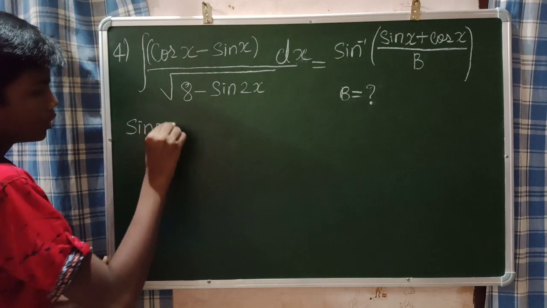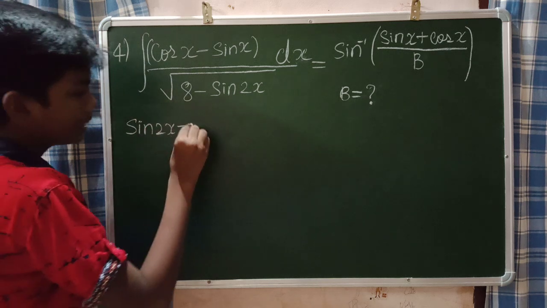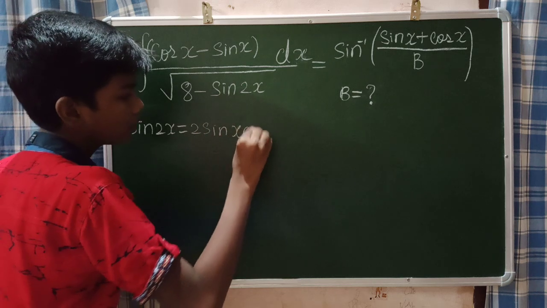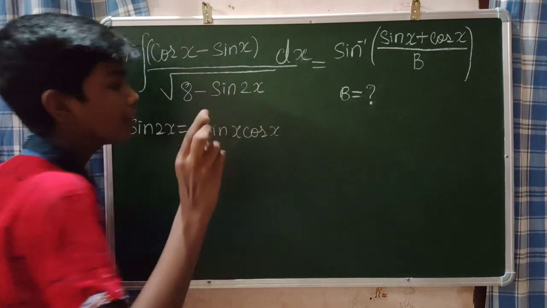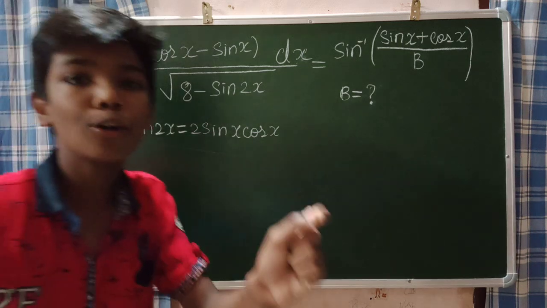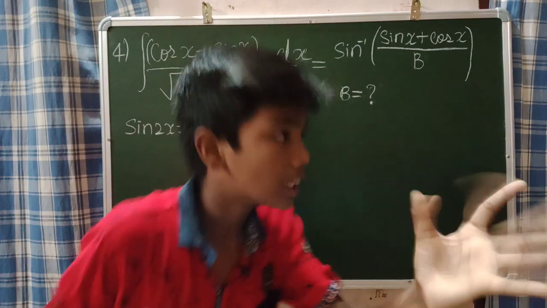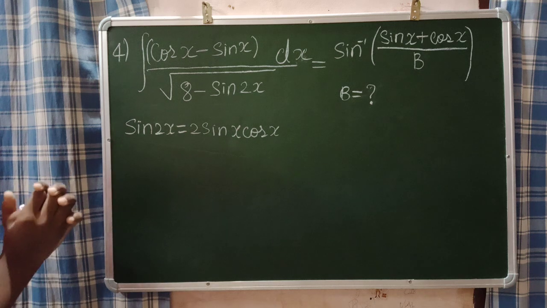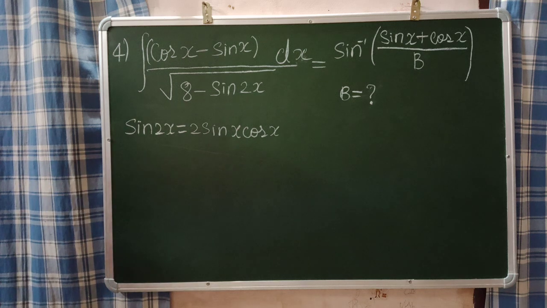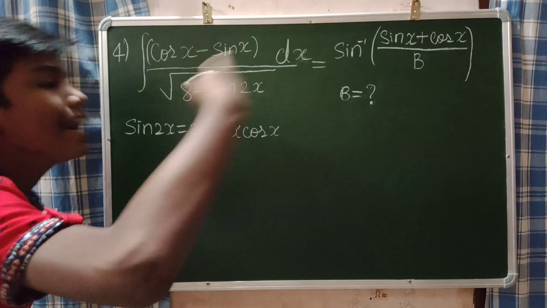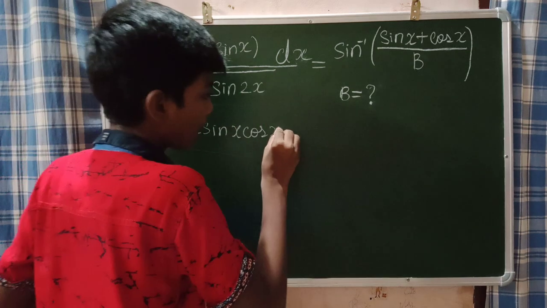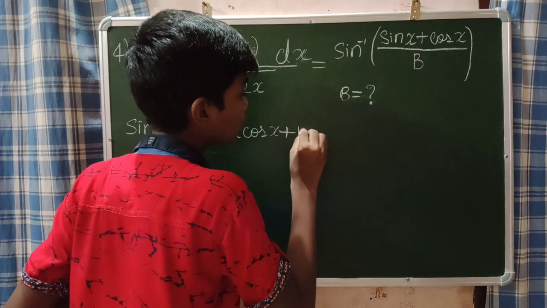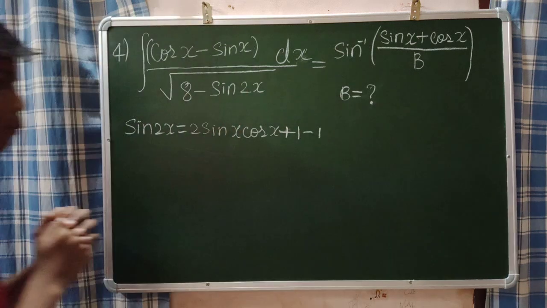So what is sin 2x? That is 2 sin x cos x. That's the double angle formula which you learned in your trigonometry, which is sin 2 theta is equal to 2 sin theta cos theta. So that's what I'm doing here. Now sin 2x is equal to 2 sin x cos x. Now what I'm going to do is, in this expression, I'm going to add 1 and subtract 1.